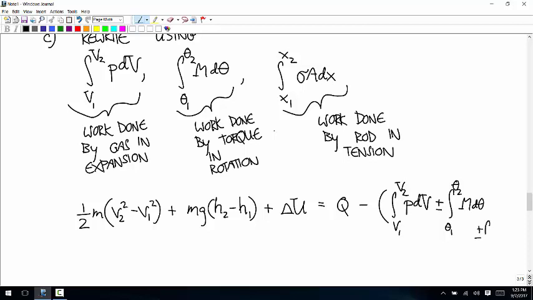And then the integral from x1 to x2 of sigma a dx. Okay, so that's about as complicated as the sort of standard form of the first law of thermodynamics can get.